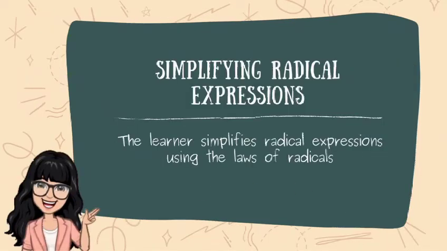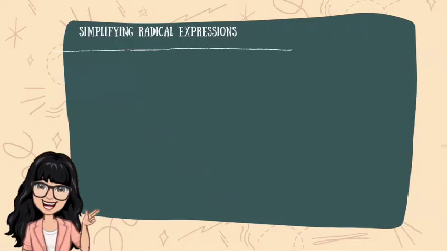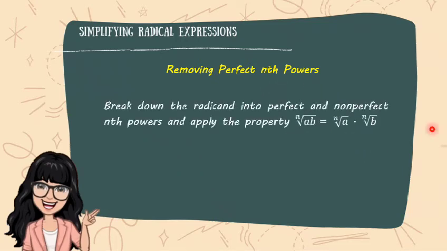Now let us proceed with simplifying radical expressions. So in this lesson, you learners will be simplifying radical expressions using the laws of radicals. So it will just be the same as our exercises just a while ago. In simplifying radical expressions, we can remove perfect n powers. So we break down the radicand into perfect and non-perfect n powers and apply the property n root of ab is equal to n root of a times n root of b.